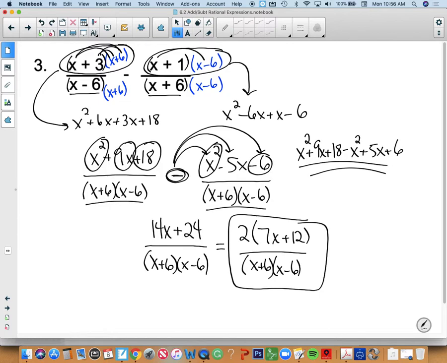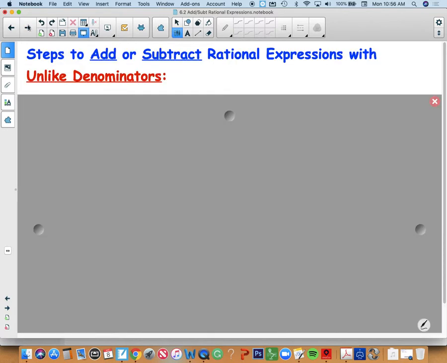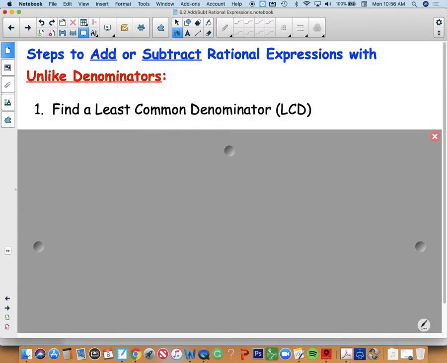So those, we had unlike denominators, so we had to find it. So that's going to lead into this one. So we're going to talk again. Steps to add and subtract rational expressions with unlike denominators. So first thing we got to do is find a least common denominator. That's kind of what we did in the last 2 problems. We found a least common denominator. They're fairly simple just to find the denominators, because you need one of each of the things that were in the bottom.